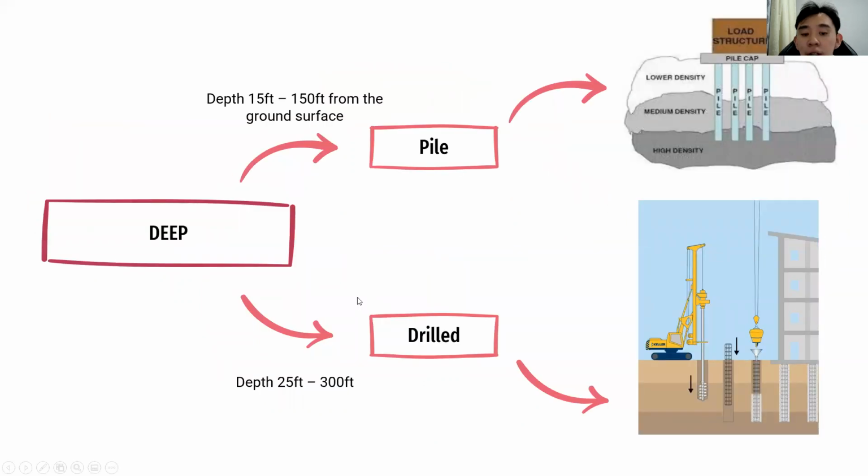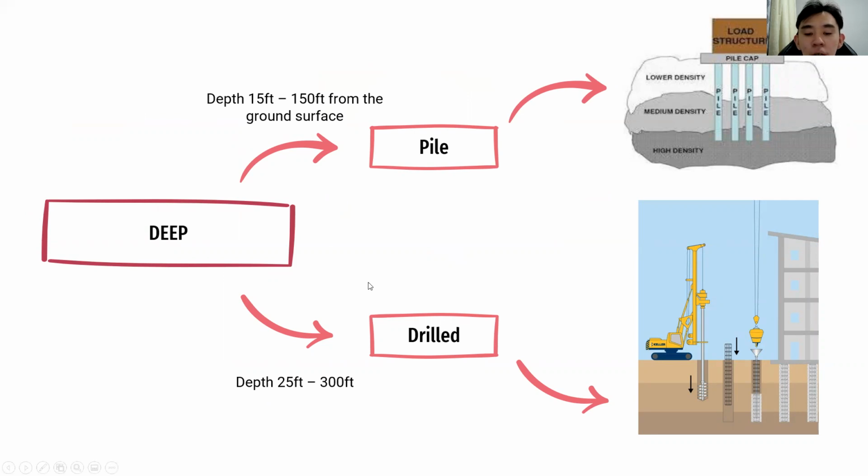For the deep foundation, this foundation is divided into two parts, which are pound foundations and drill foundations. Pound foundation is basically a long cylinder of strong material such as concrete. It is pushed into the ground so that structures can be supported.